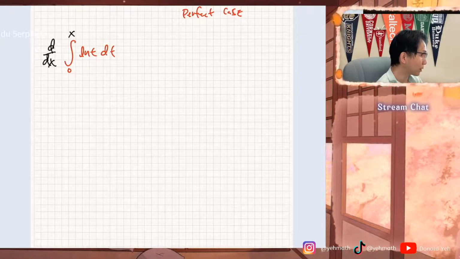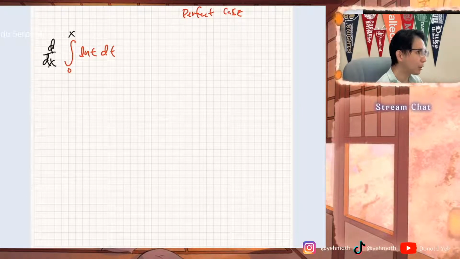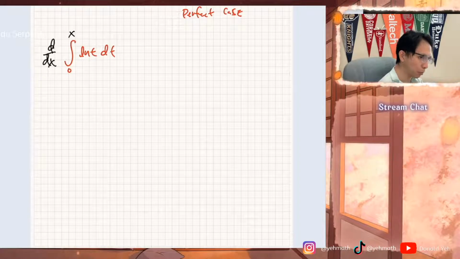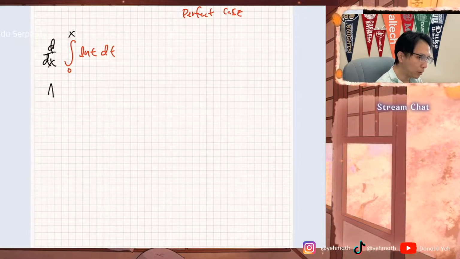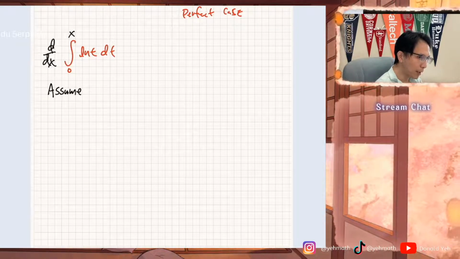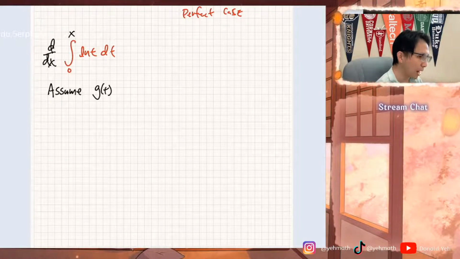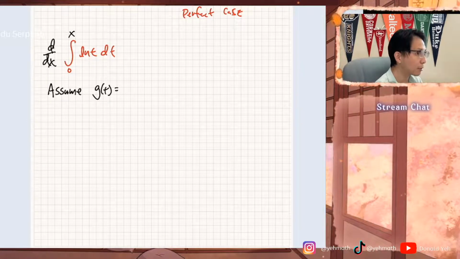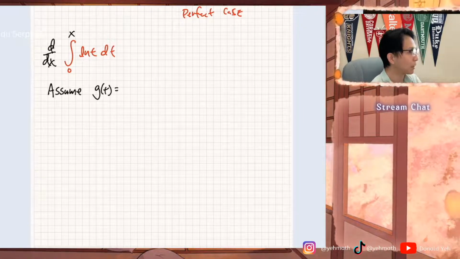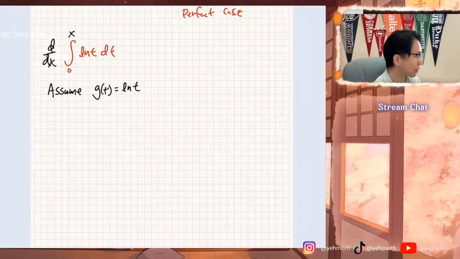But the thing is, we don't need to know how to take integration. If I'm taking integration and then going to take a derivative afterwards, I don't need to know how to integrate. What we can do is assume something. We're going to use a different variable, g of t or f of t. It doesn't matter, that's just a function, and the function has a name. We're going to name it g. So g of t is equal to natural log of t. Does that make sense?